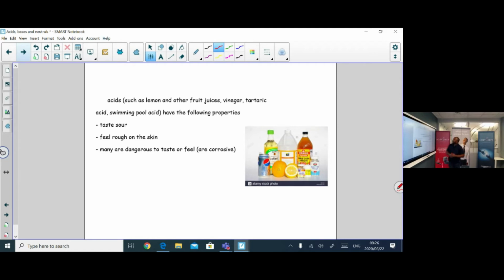Acids such as lemon and other fruits have the following properties. They taste sour, they feel rough on the skin. Many are dangerous to taste and feel because they are corrosive. So those are properties of acids.